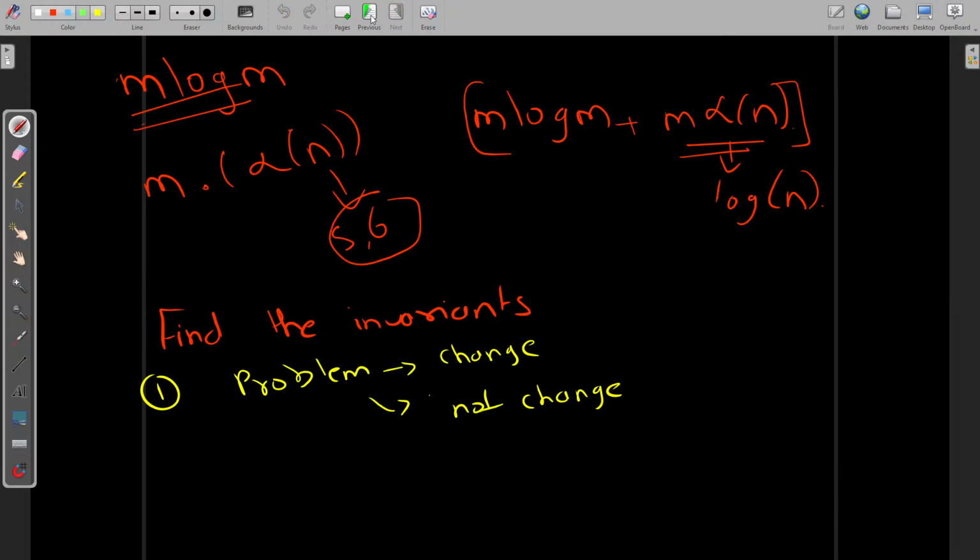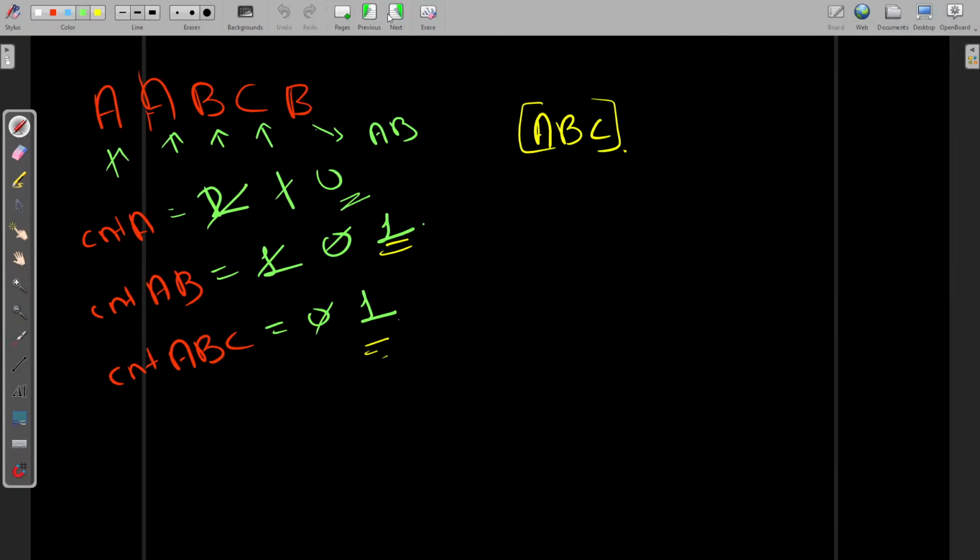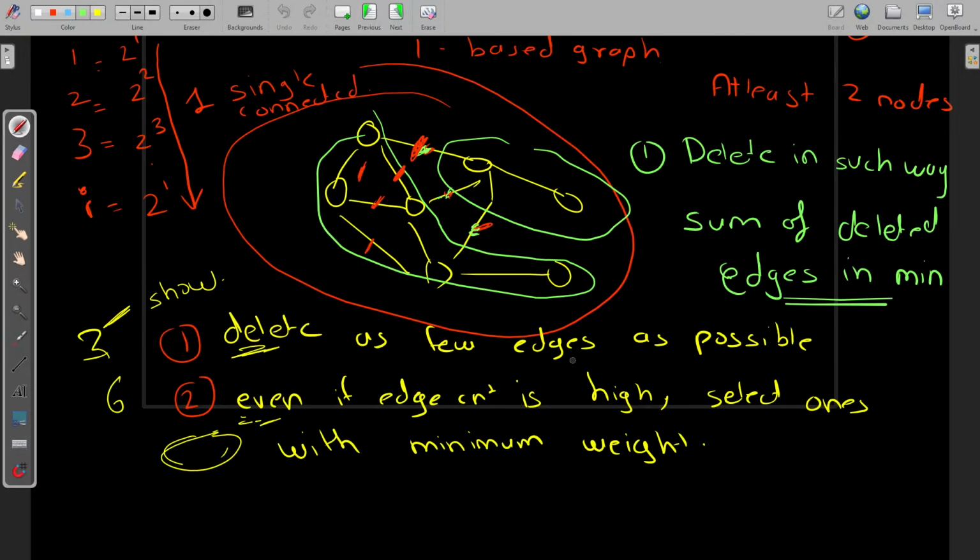This particular part says delete as few edges as possible. This is the first thing that comes to mind. And the second thing which comes to mind is that even if the edge count is high, select the ones with the minimum weight, so the overall summation is minimum. So try to think of many changes in some or other part of the solution.